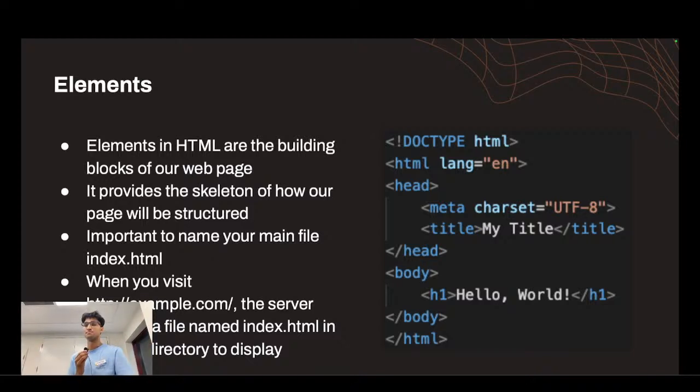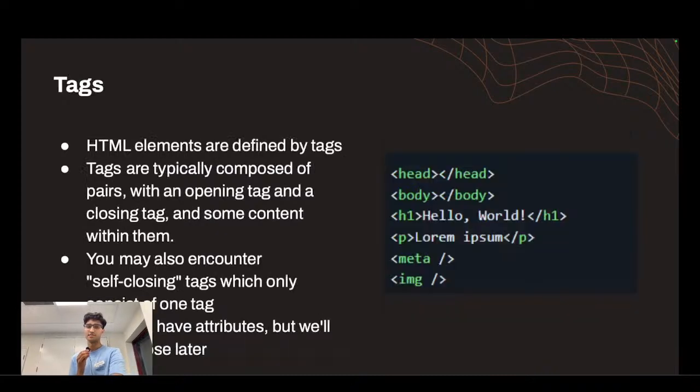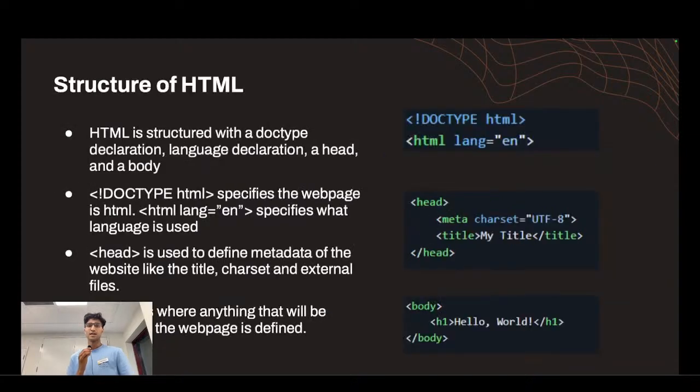So you can see there's a basic HTML file, and we'll talk more about this in a sec. Tags: HTML elements are defined by tags. Tags are typically composed of pairs with an opening tag and a closing tag, and you can see some content within them. You may also encounter self-closing tags, which only consist of one tag. You can see in the last two examples, they are self-closing tags. And tags can also have attributes, but we'll get to those later.